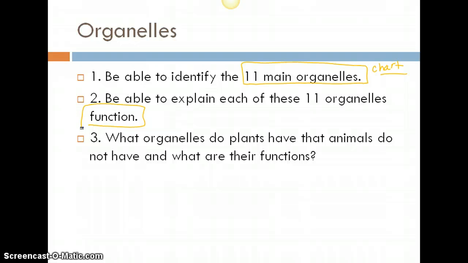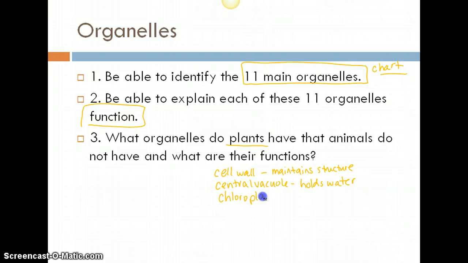What organelles do plants have that animals do not have? So plants have a cell wall that maintains structure for the cell. They have a central vacuole that holds water and waste, mainly water. And they have a chloroplast, which is the site of photosynthesis.